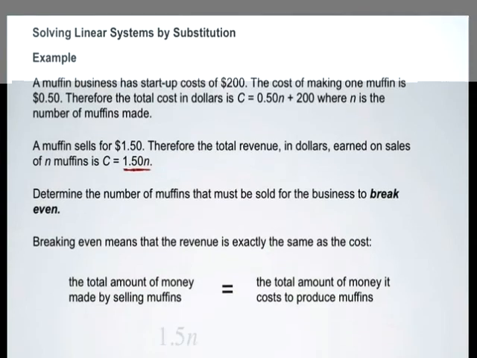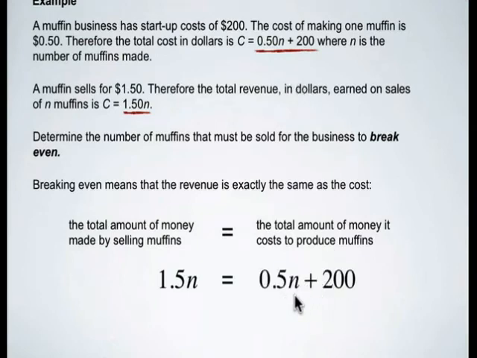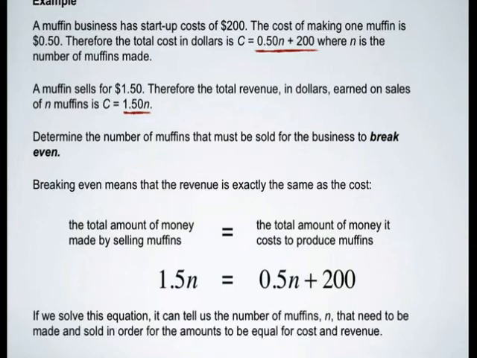So what we're going to do now is bring our equations down here. So 1.5n is equal to 0.5n plus 200. So now we've got the two equations set equal. So we want to know how many muffins we sell in order to break even. And now we've got an equation here, and we can solve this equation.